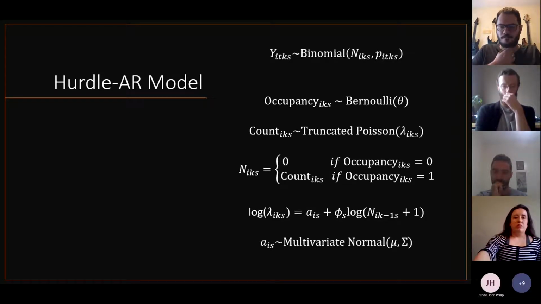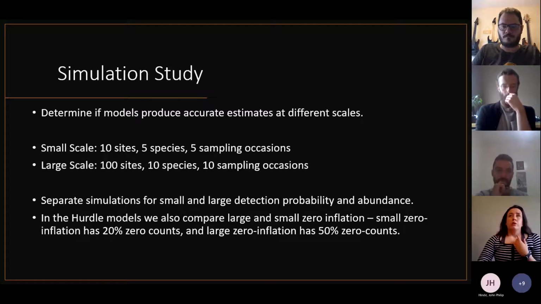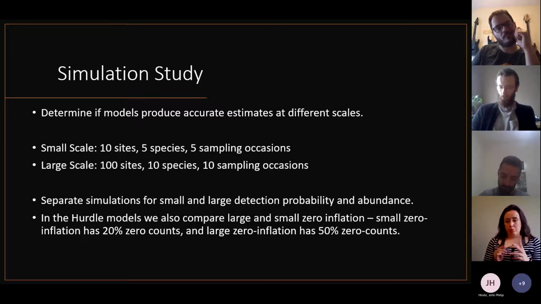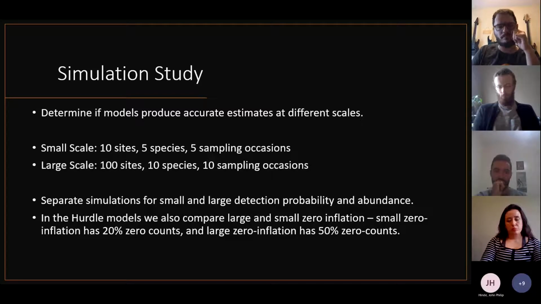So they were the 4 models that we were working with. Once we came up with them, we wanted to make sure that they were doing what we thought they were doing, and that they were producing accurate estimates of the abundance, the interspecies correlations, and the probability of detection. And we also wanted to make sure that our models worked at different scales. So we ran a small scale simulation study and a large scale simulation study.